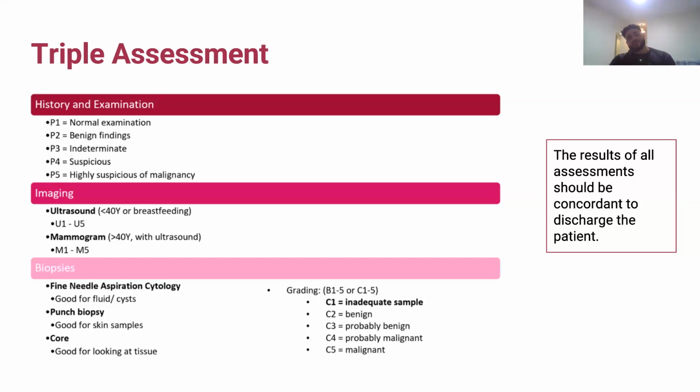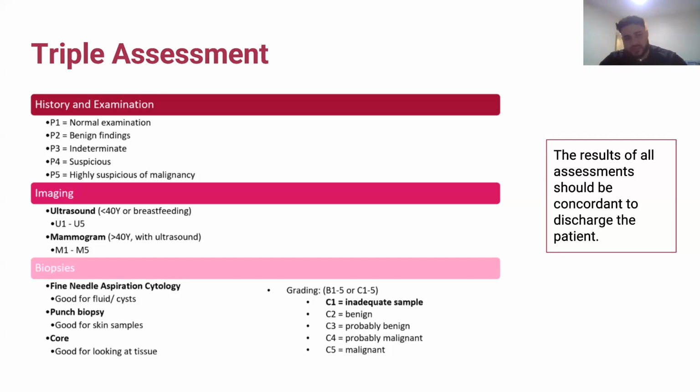And in terms of the biopsies, you'll split it into either a fine needle aspiration, punch biopsy, or a core biopsy. The core biopsy is for you to look at the tissue. The punch biopsy is for you to look at skin samples, which is an important distinction to note when you're mentioning them. And fine needle aspiration cytology is basically when you're looking at fluid or cysts. So yeah, triple assessment is history and examination, imaging, and biopsies.